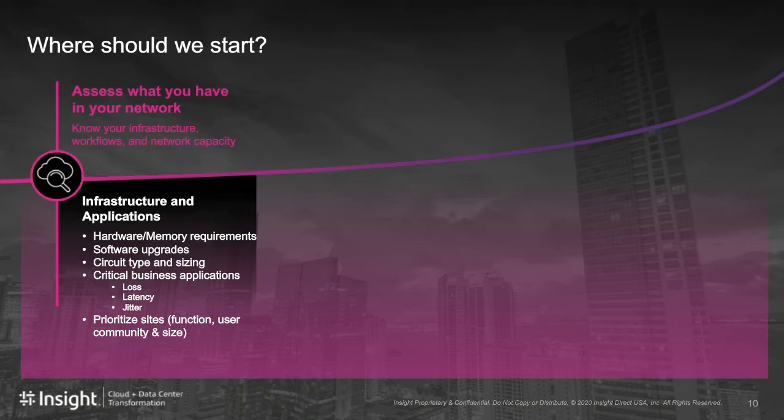And the last thing from the assessment phase that I really want to touch on, and I can't stress the importance enough, is prioritize the sites that you have. And when I say that, you want to do so by the function or role of the site, really what you do there from an operations perspective, as well as the different user community and then the sizes of those. The reason that we say this is because when you move to a software-defined technology, you want to make sure that you're getting rid of all the one-offs in your network, right?